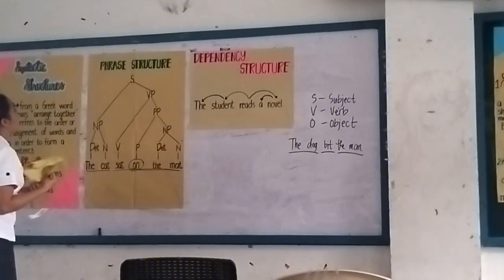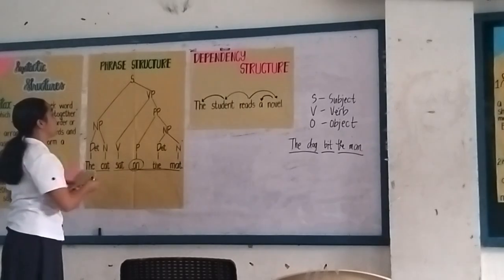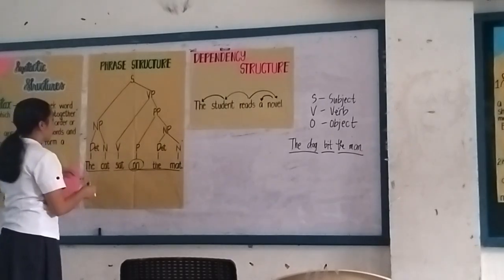For the phrase structure, the diagram looks like this. The first one is the sentence, with S meaning sentence.